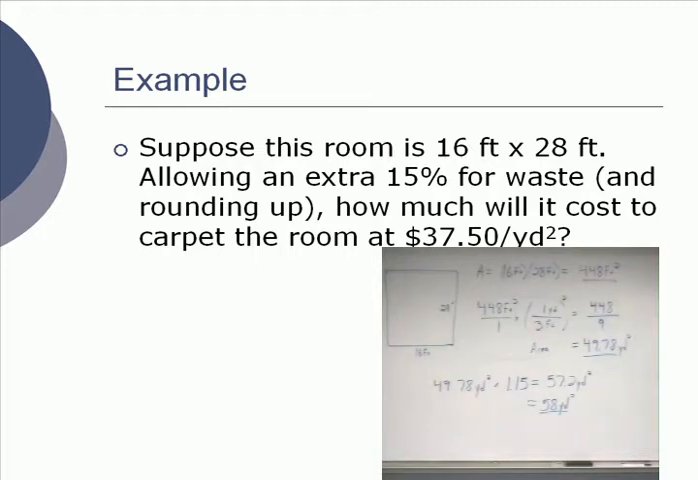Well, then we're home free. It's $37.50 per square yard. That's basically a conversion fact where 1 square yard is $37.50. And we end up with a total cost of $2,175.